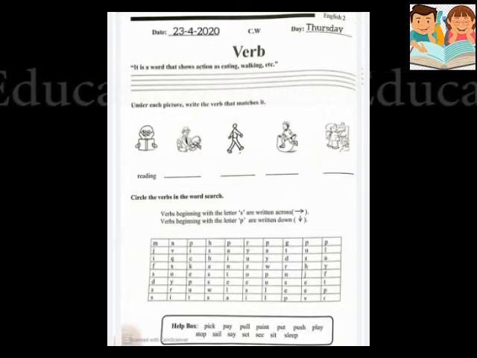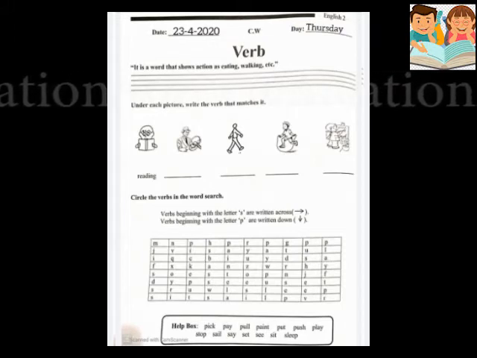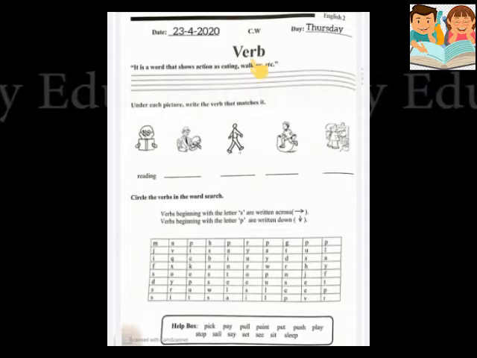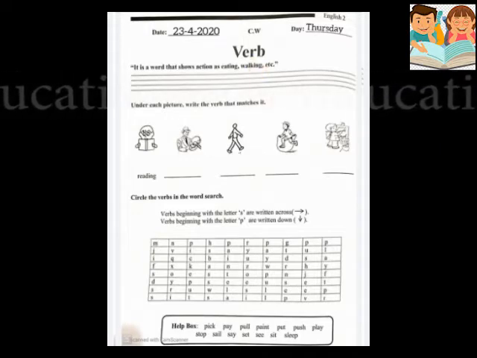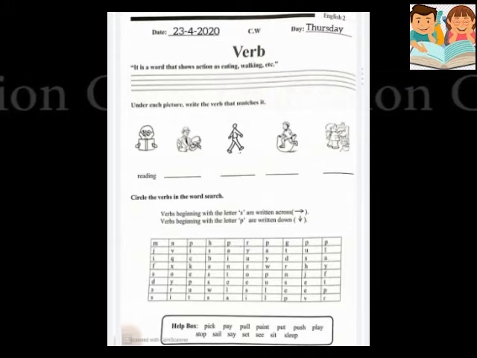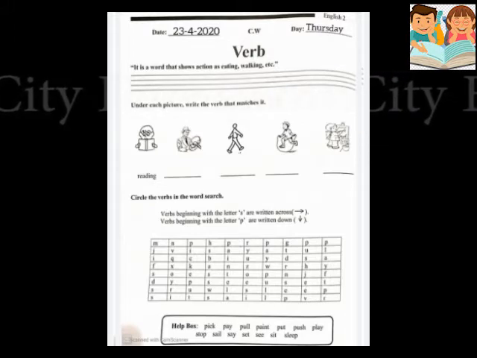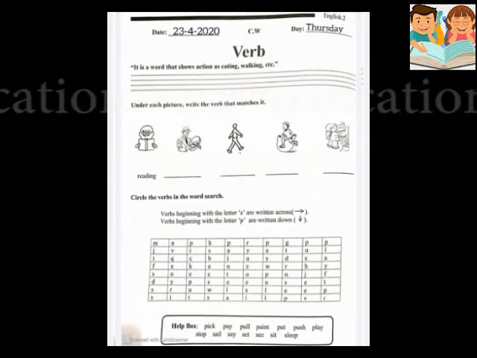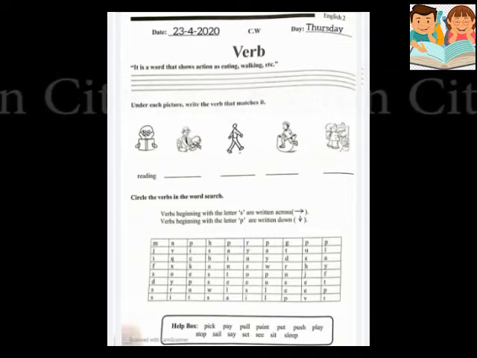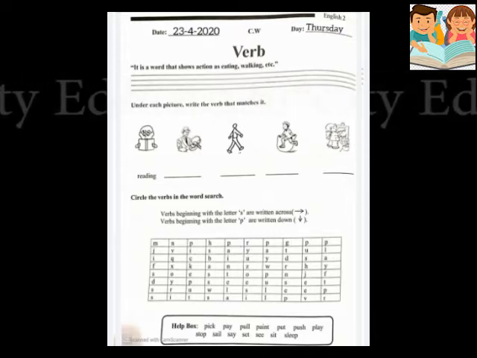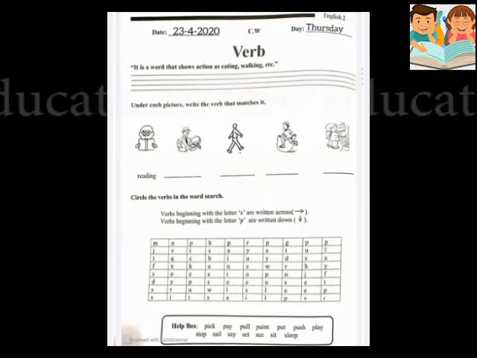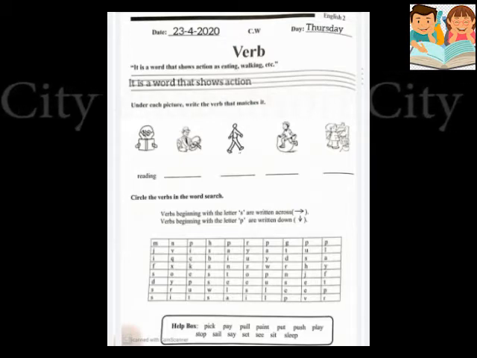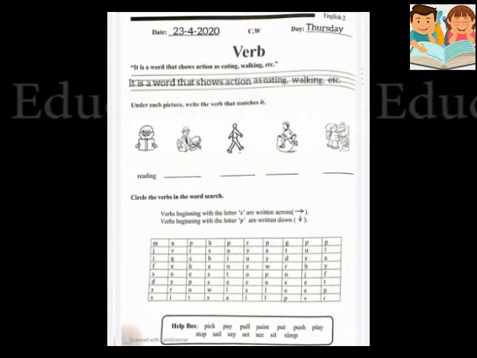Write date and day here above the page. Today our task is verb. So what is a verb? Verb is an action word. It is a word that shows actions such as eating, walking, riding, jumping, etc. Okay. So we will write here in the blank space: It is a word that shows action as eating, walking, etc.